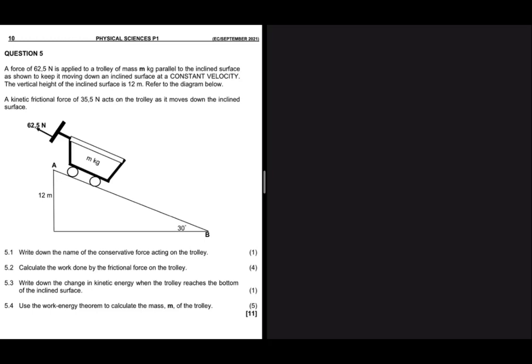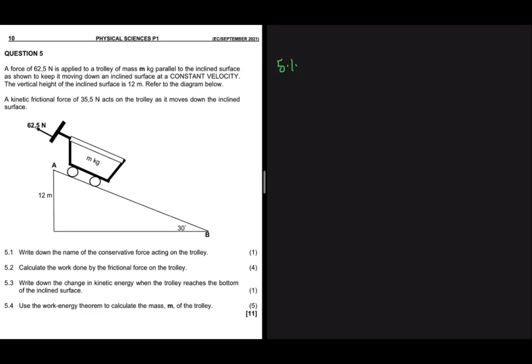The vertical height of the inclined surface is 12 meters. And then refer to the diagram below. A kinetic frictional force of 35.5 Newton acts on the trolley as it moves down the inclined surface. And then 5.1 says write down the name of the conservative force acting on the trolley.